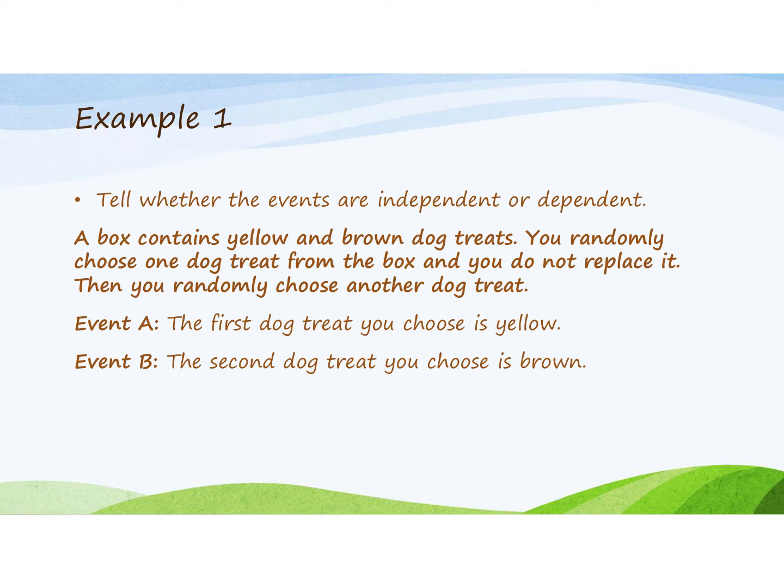So let's look at our first example. It wants us to determine, are these two events independent or dependent? A box contains yellow and brown dog treats. You randomly choose one dog treat from the box and you do not replace it, because you're going to feed it to your dog. Then you randomly choose another dog treat. Whenever you do not replace something, when you're choosing multiple things from a box or a bag or whatever it may be, then this would be an example of a dependent event.